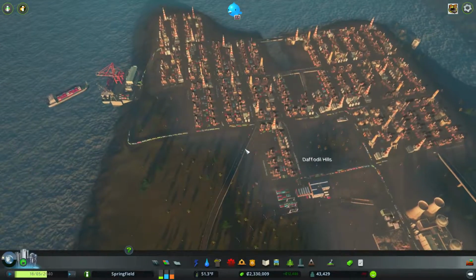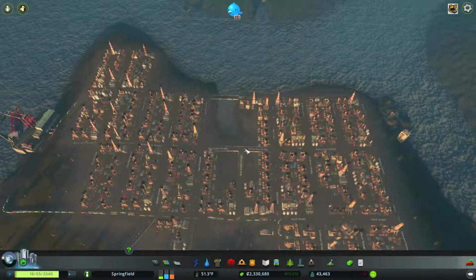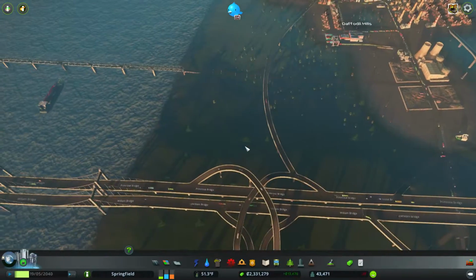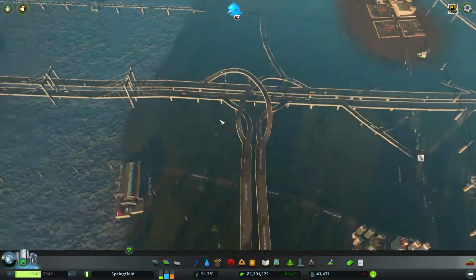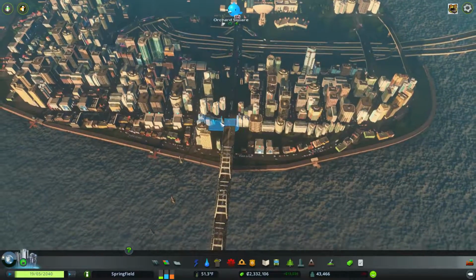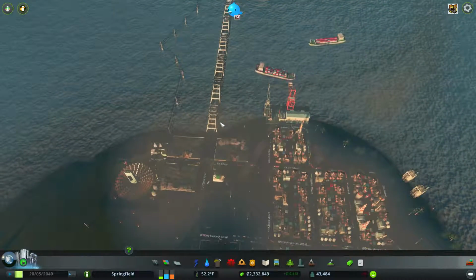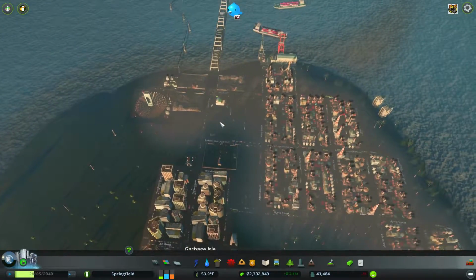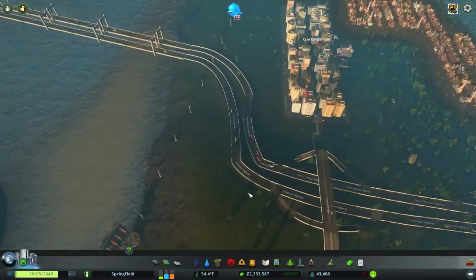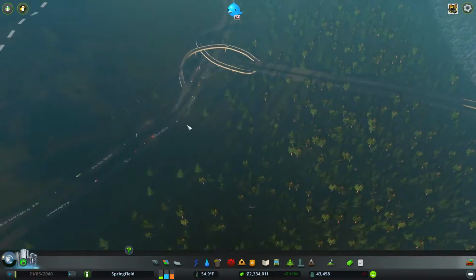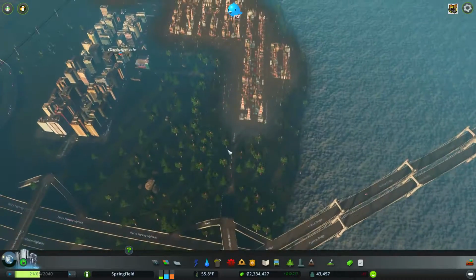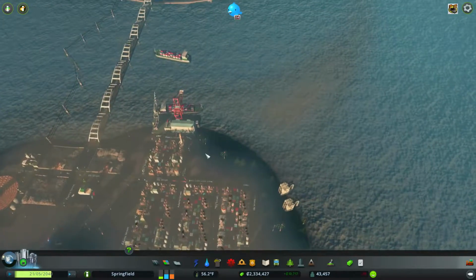My oil industry is still going strong. I've got the highway brought in from over here, so that these trucks no longer need this road.